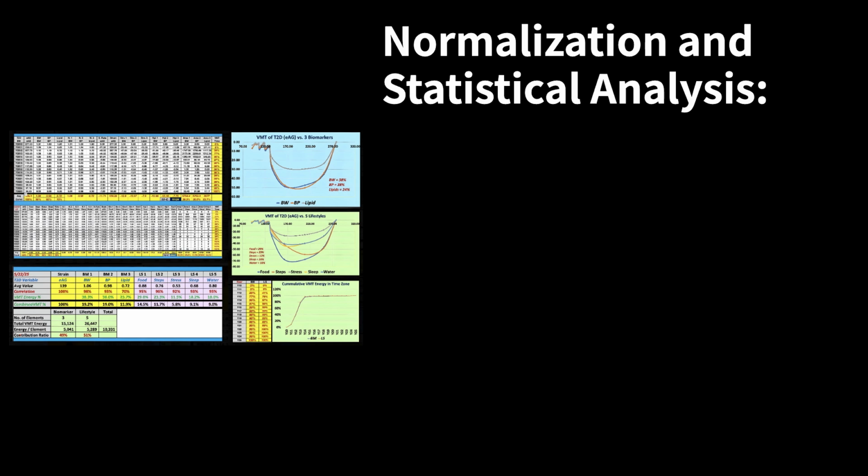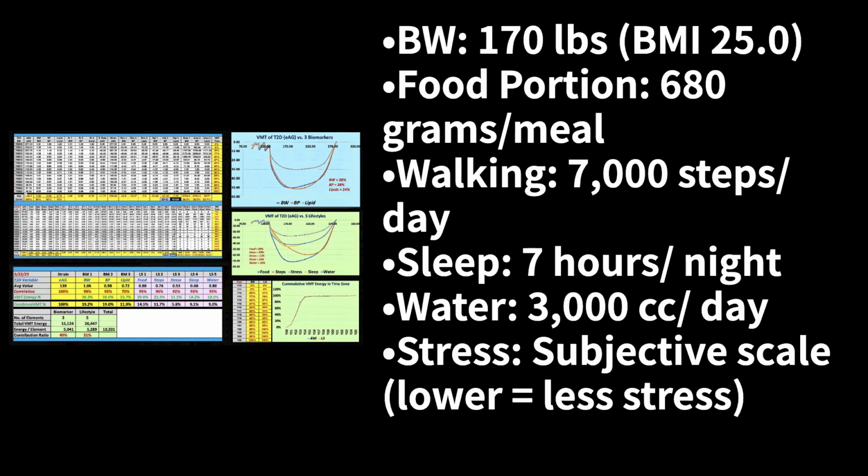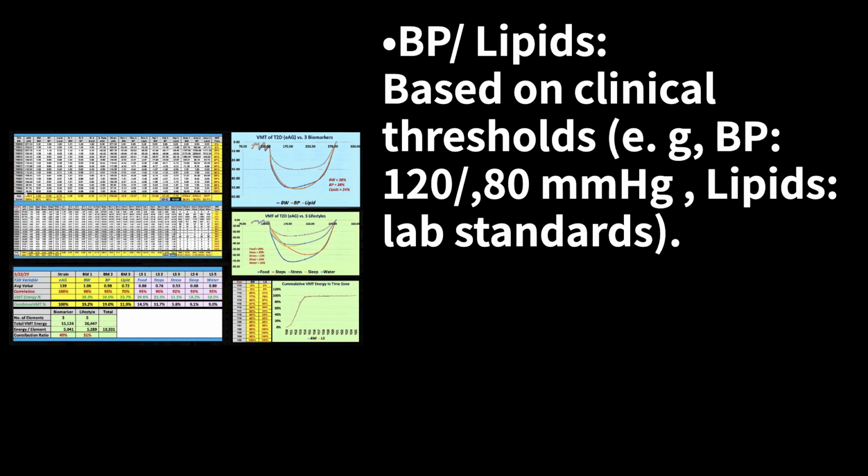Normalization and statistical analysis. Inputs were normalized to a 0 to 1 scale based on standards. BW, 170 pounds, BMI 25.0. Food portion, 680 grams per meal. Walking, 7,000 steps per day. Sleep, 7 hours per night. Water, 3,000 cc per day. Stress, subjective scale, lower is less stress. BP and lipids, based on clinical thresholds, e.g., BP 120/80 mm of mercury, lipids lab standards.